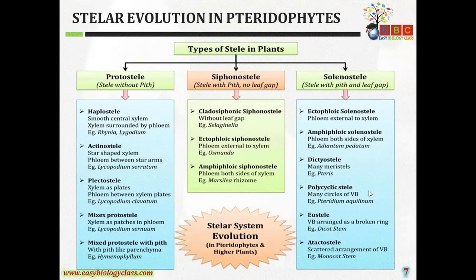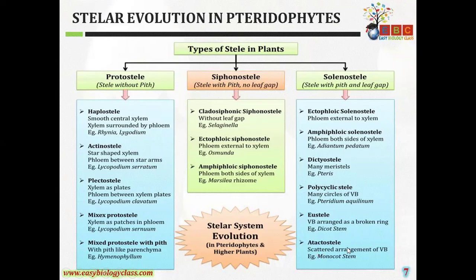Next, the polystelic condition: many vascular bundles, or these vascular bundles are in the form of many circles. An example here is Pteridium. A dictyostele example is Pteris. And the eustelic condition. This is the condition where the vascular bundles are arranged as a broken ring, that is, on different radiating arms we can see the presence of the vascular bundles.